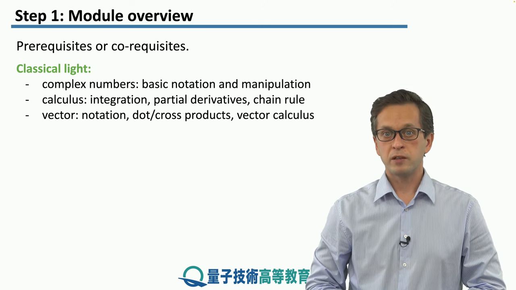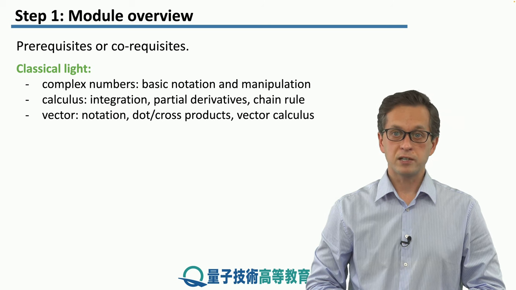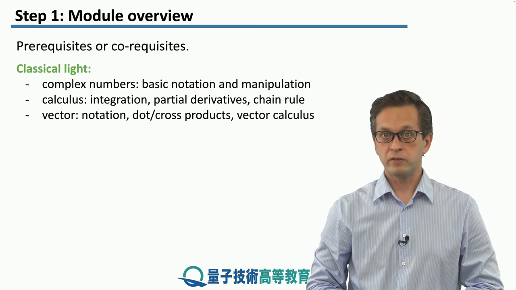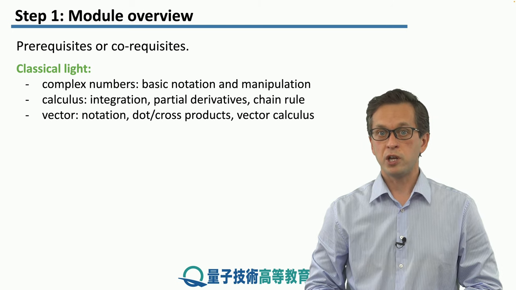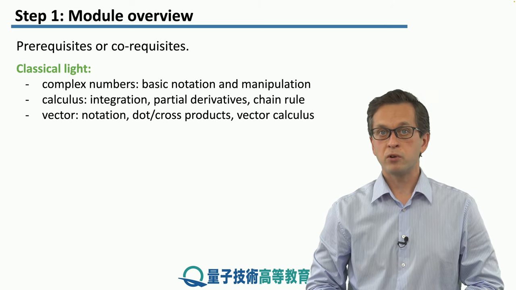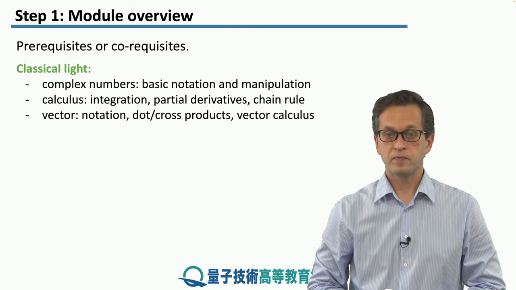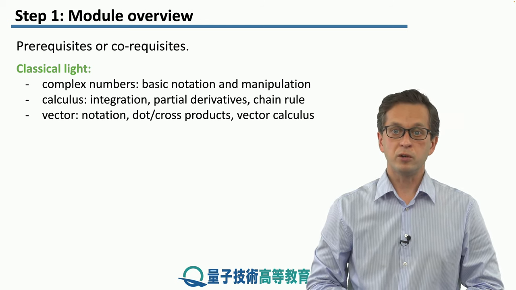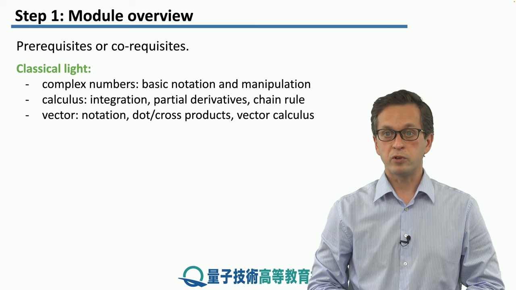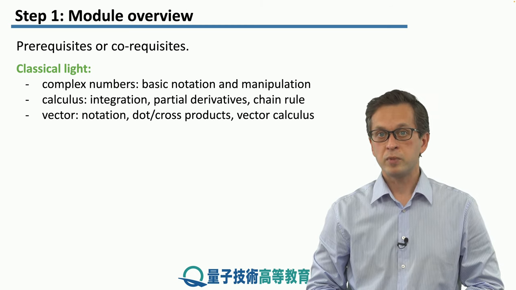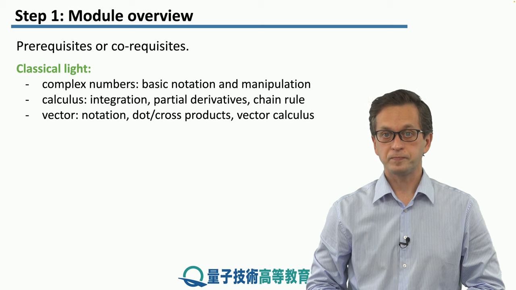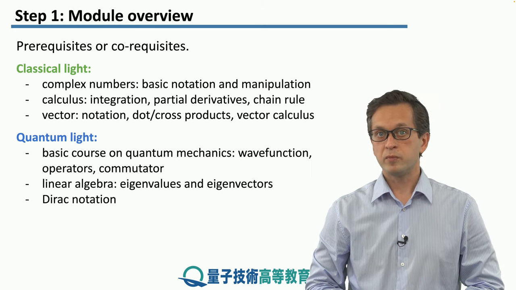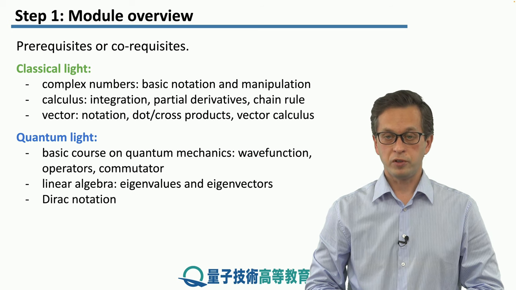Also, we expect that you are familiar with basics of calculus, such as integration and some basic use of partial derivatives, and in particular, the chain rule. This will play a crucial role in our first three blocks. And also, we hope that you are familiar with vectors, their notation, their dot and cross products, and some basics of vector calculus. For the quantum light, we expect you to be familiar with the basic course on quantum mechanics.